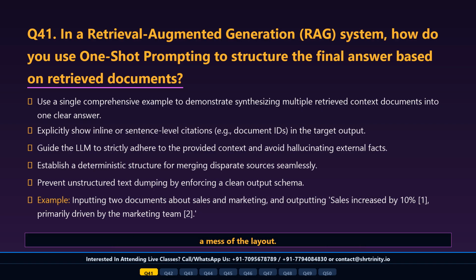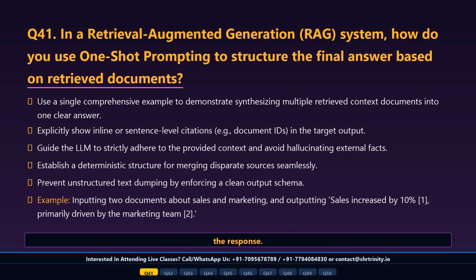You show the model, here's what messy source context looks like, and here is how I expect you to combine it into sentences with proper inline citations. By doing this, you enforce strict groundedness. The model sees that every claim in the example output is anchored to a specific document ID, like bracketed numbers at the end of a sentence.